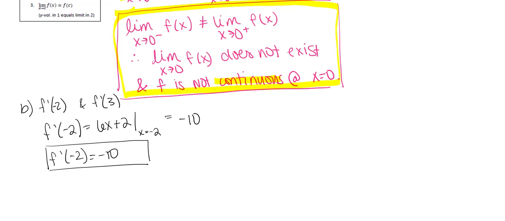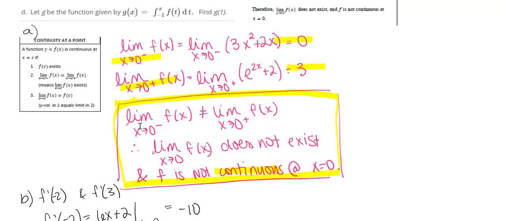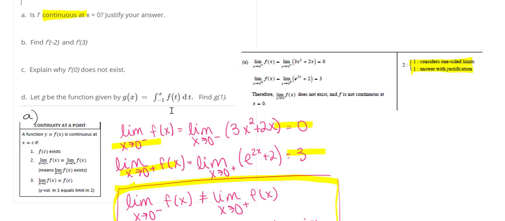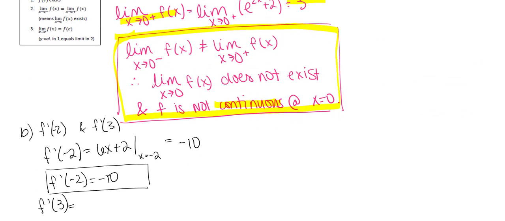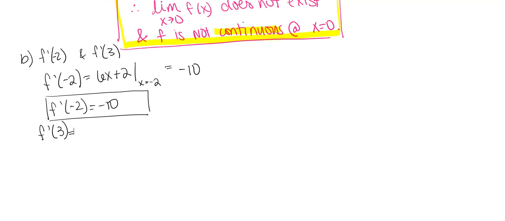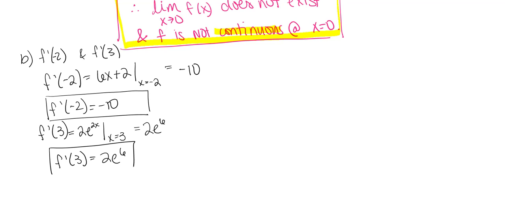For f prime of 3, we're using that second equation. So let's take the derivative of e to the 2x plus 2. Remember that that just becomes 2e to the 2x. That 2 goes away. And I'm evaluating that at x equals 3. When I plug that in, I just get 2e to the 6th. So I can come down here and say f prime of 3 equals 2e to the 6th. Let's do a quick check and see how we did compared to the key.